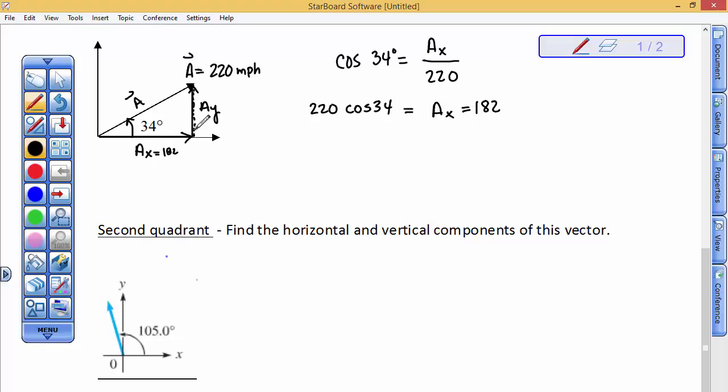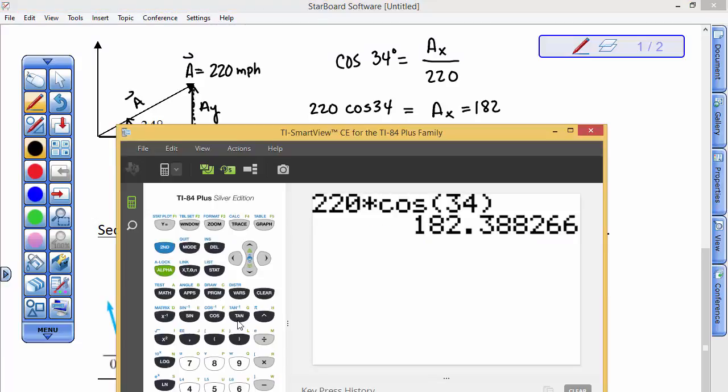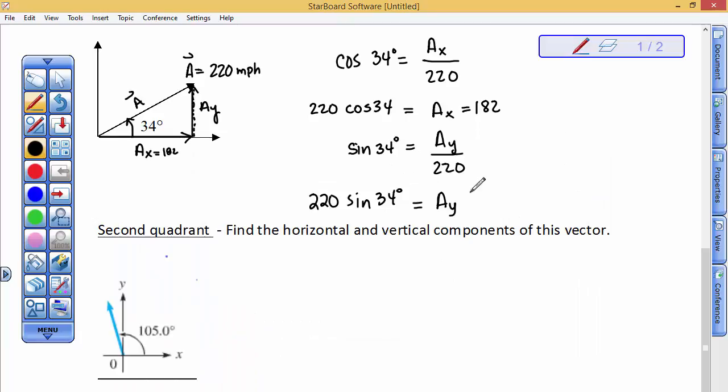Next, I want to know what the y component of this vector is. And for this 34-degree angle, this is called the side opposite, and this is the hypotenuse. So it appears to me that the sine of 34 degrees would equal the side opposite over the hypotenuse, which is 220. And so again, to find the y component, I'd take 220 times the sine of 34 degrees. If you did that on your calculator, you would get the y component, 123. So the y component is 123.